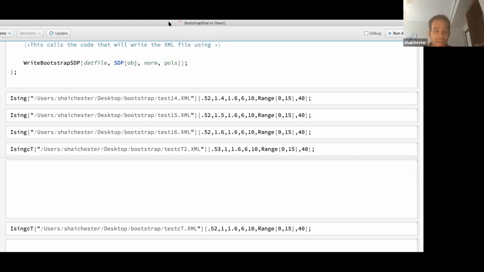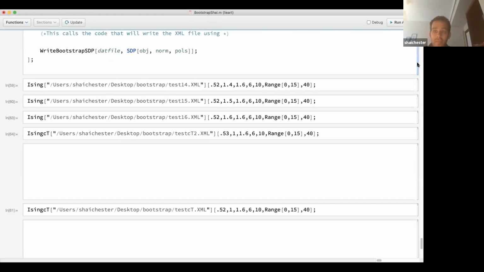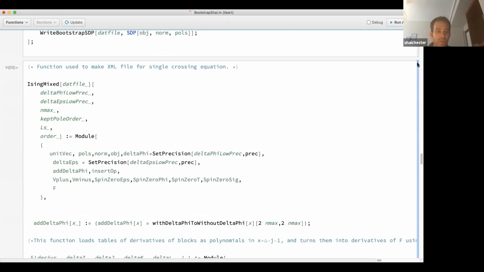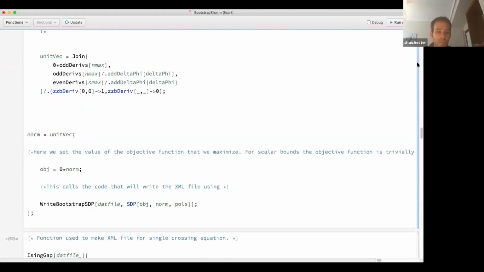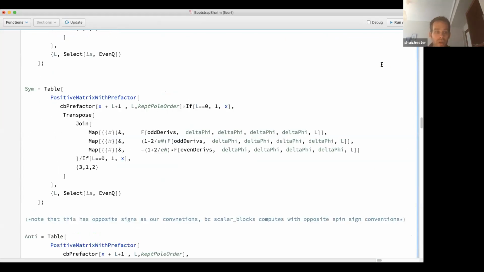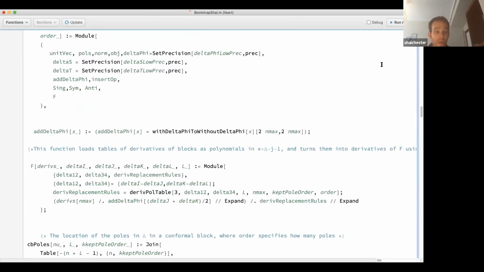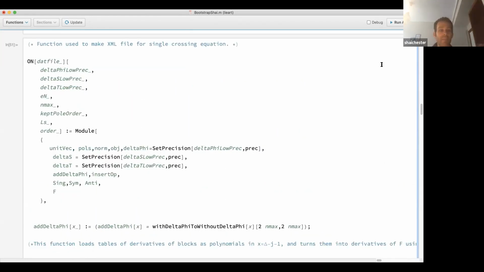Okay, great. So hopefully you guys can see the screen. And I will go up to the section where we describe this implementation, and I will describe it for the example of the ON model, and I will do that both for the scaling dimension algorithm as well as the OPE coefficient algorithm.